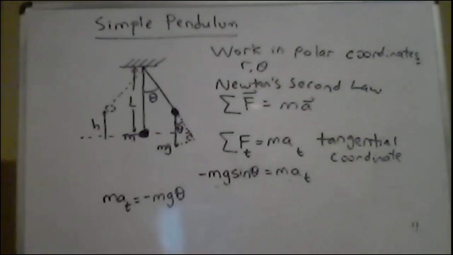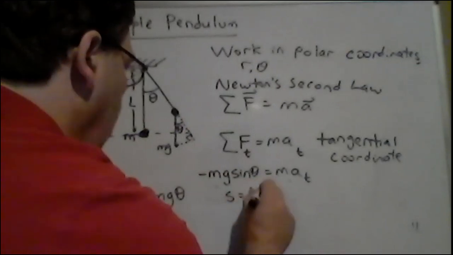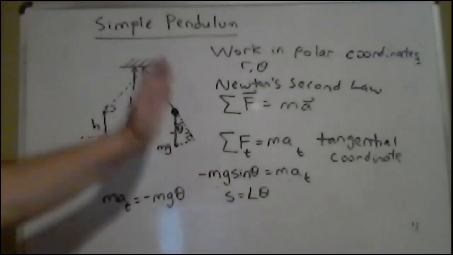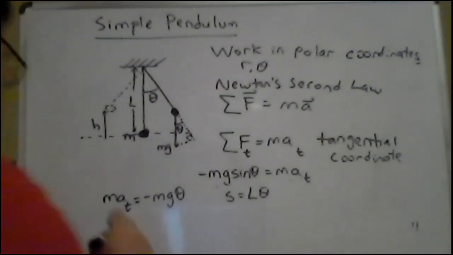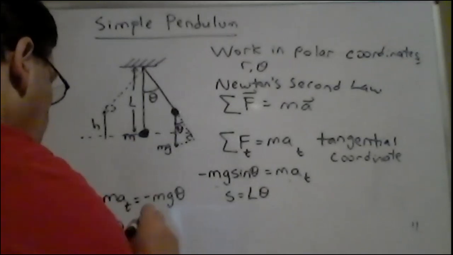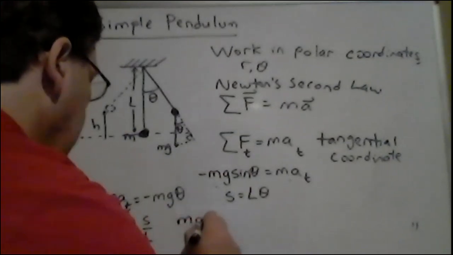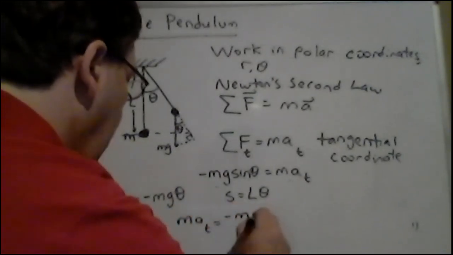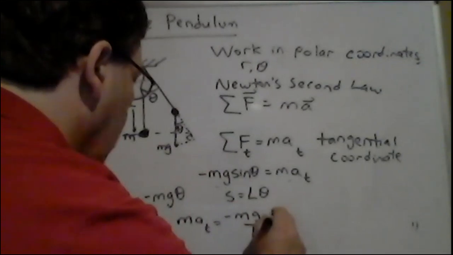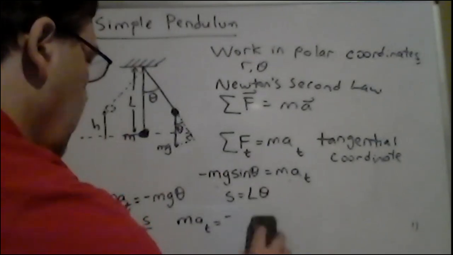I'm just going to, instead of writing sine of theta, use a small angle approximation to write theta. Now let's remember our arc length formula, right? Because this thing is sweeping out an arc. So S is L theta. Remember, arc length is the radius times the angle subtended. So instead of writing theta, let's write that theta instead. We know that's S over L. So mass times acceleration tangential is negative mg over L multiplied by S. This should look familiar to you.